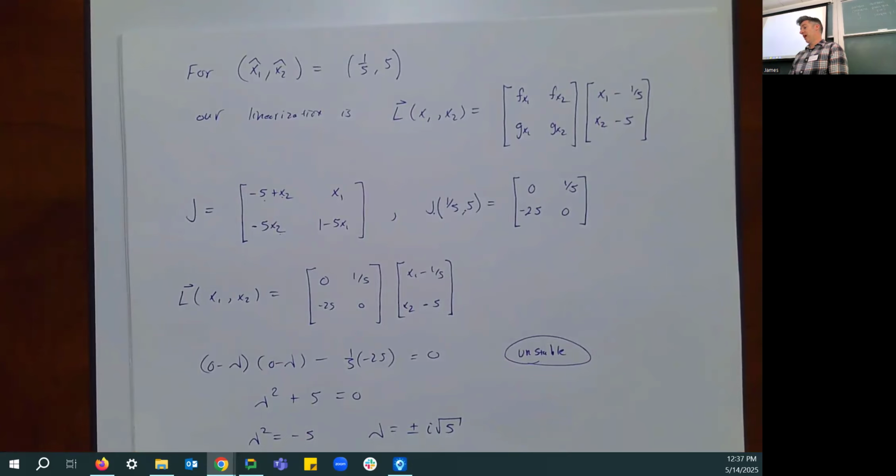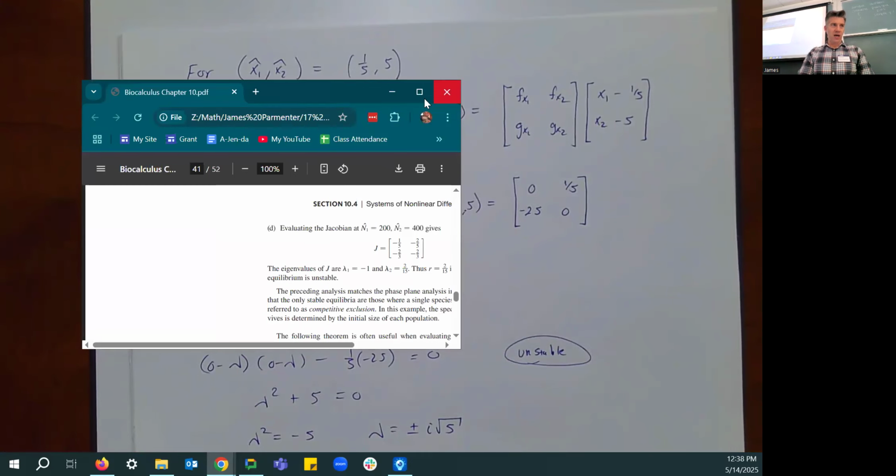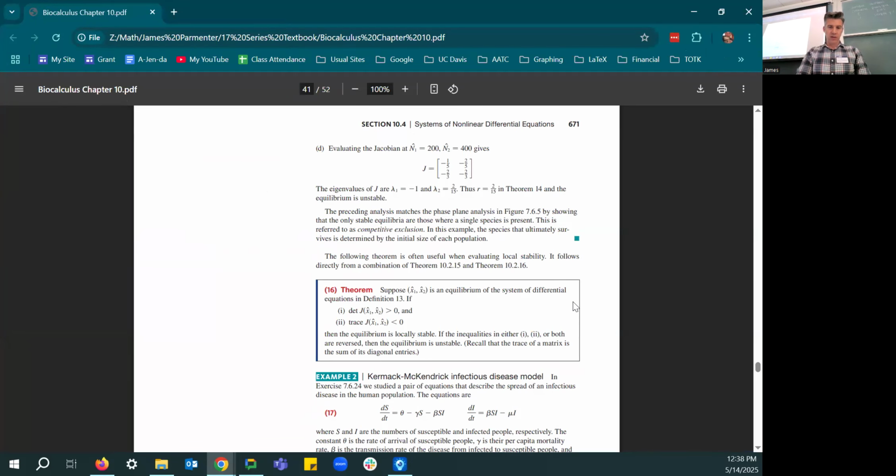Now, what I would usually actually do is refer to the theorem I was looking at. Come back, cursor. Okay. The theorem that I typically think of when I'm talking about stability of a nonlinear system is theorem 16 from section 10.4, which looks like this, which I've already alluded to a few times, but want to just make sure everyone sees it.